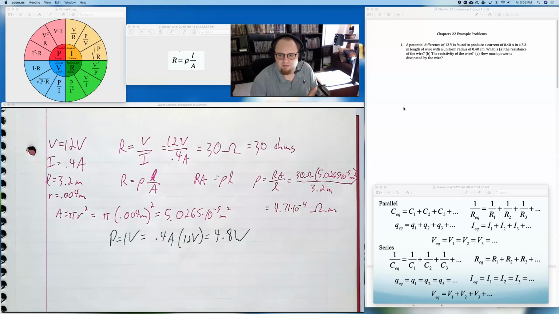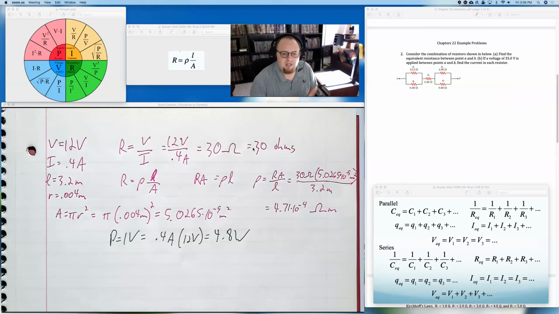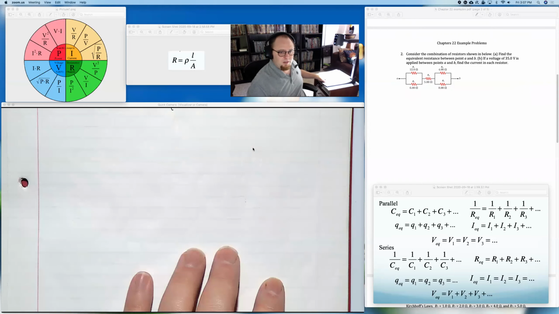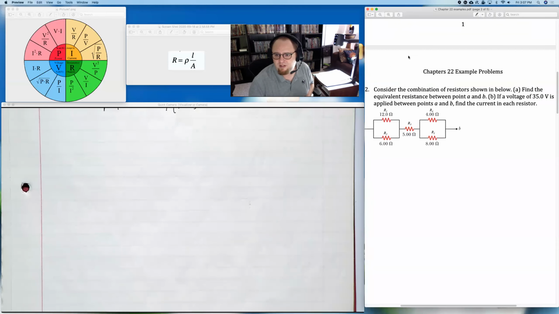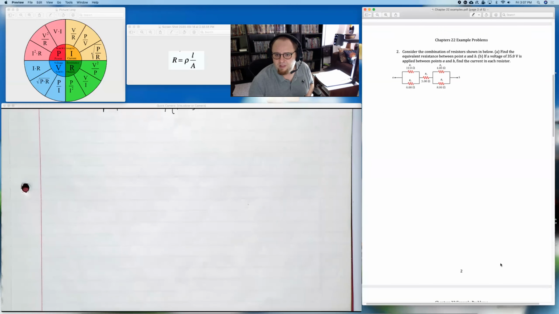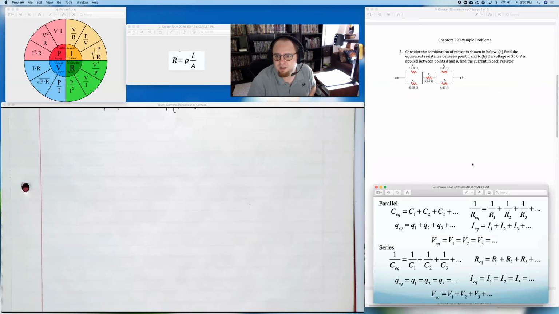Let's do a more difficult problem. I'm going to look at this one. This problem, a little more complicated, says to consider the resistors shown below. And it starts with: find the equivalent resistance.